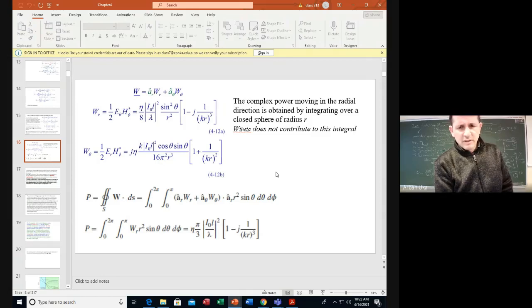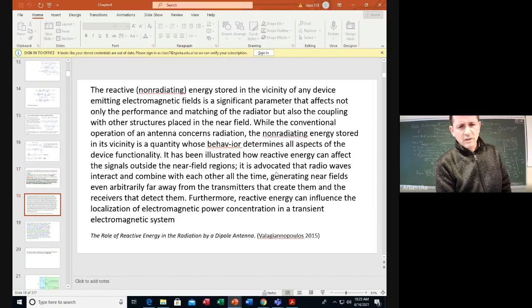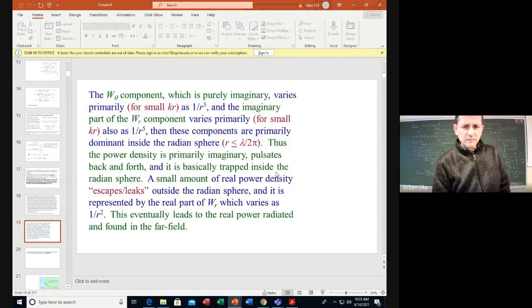But in the far field regime, 1 over kr squared would be so small that the power density W theta will change as 1 over r cubed. So when it is close, the gradient of change is huge. If we are far away, the gradient of change is smaller. If you are close, it's 1 over r to the power 5. Far is 1 over r to the power 3.